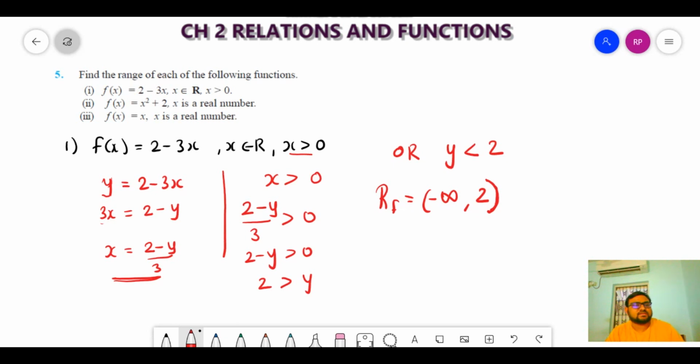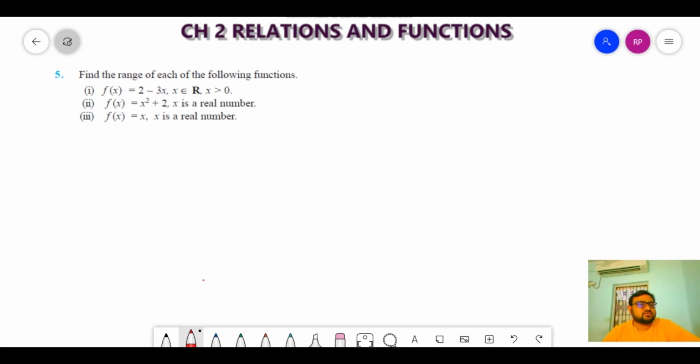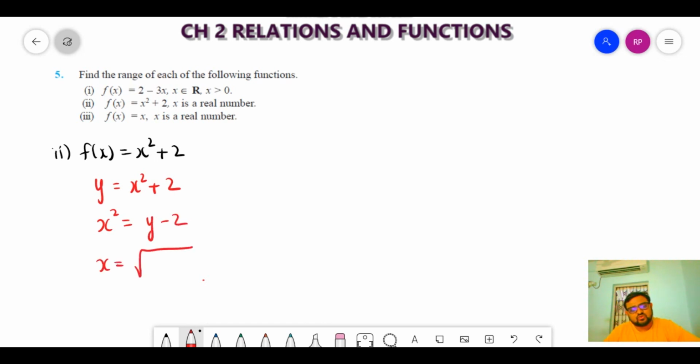Now let's move to the next one, that is the second part of question number 5. The second part of question number 5 is f(x) is equal to x square plus 2, and x is a real number. Okay, so now what I will do, I will take this as y, x square plus 2. So x square is equal to y minus 2. So x will be equal to square root of y minus 2.